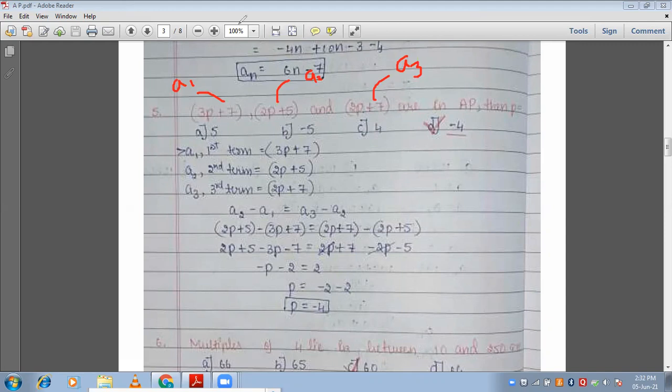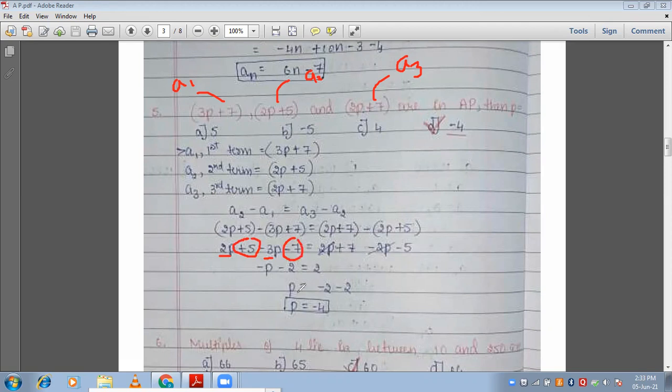Now simplify this one. 2p plus 5 plus into minus, minus 3p plus into minus, minus 7, which is equal to 2p plus 7 plus into minus, minus 2p plus into minus, minus 5. Plus 2p minus 2p get cancelled. Here 2p minus 3p is minus p, plus 5 minus 7 is minus 2, which is equal to 7 minus 5, which is plus 2.